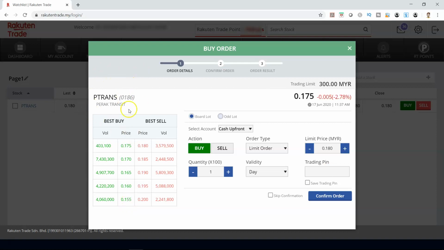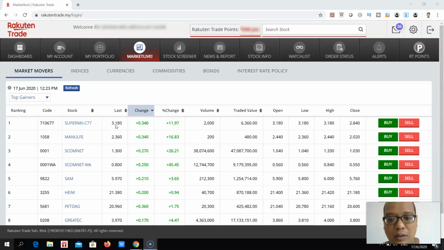Also, one of the reasons why I'm buying this share, if you guys are wondering, is that since the government has already allowed people to travel around Malaysia, I would suspect that buses and also hotels and also airplanes would be the big beneficiaries. I'm picking one of the bus companies. I'm staying away from airlines.